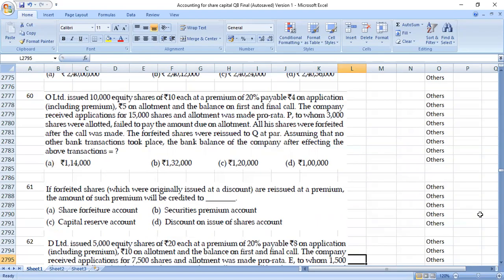Bank balance என்னன்னு கேக்குறாங்க. 10,000 equity shares issue பண்ணிருக்காங்க. 15,000 applications வந்திருக்கு. And they made pro rata allotment.